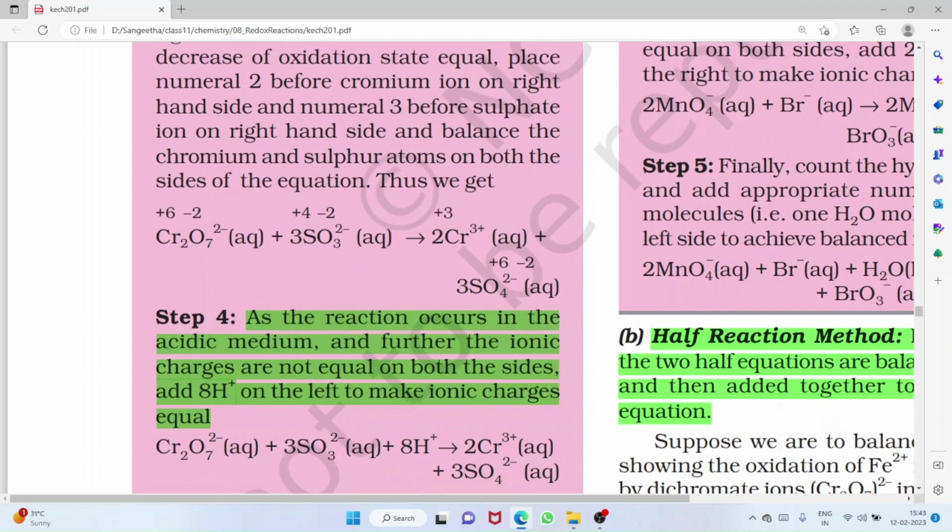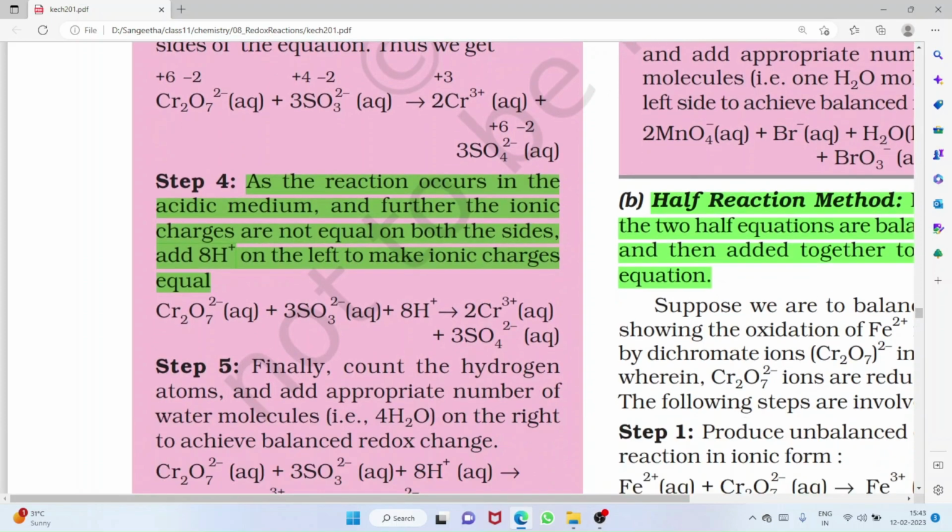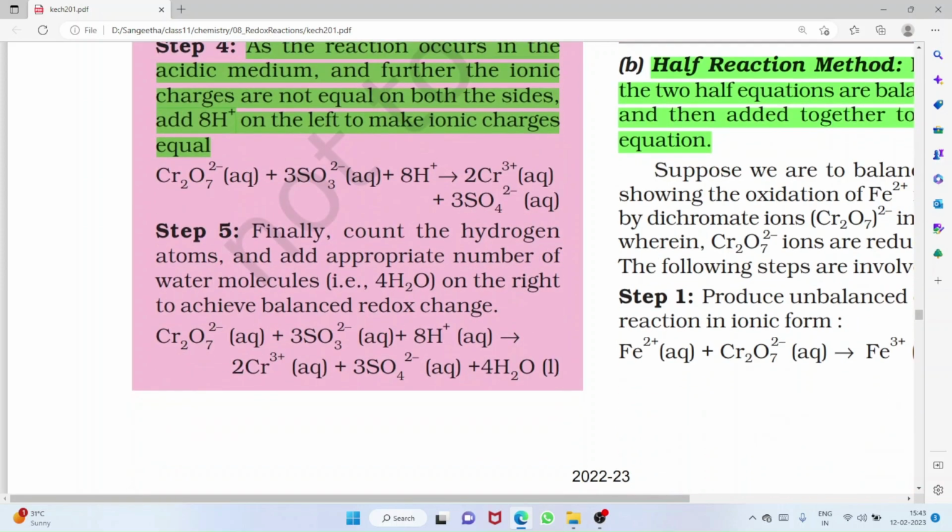Okay, so now the equation is balanced in terms of the atoms. Now we have to balance the charges. As the reaction occurs in the acidic medium, the ionic charges are not equal on both sides. Acidic medium means you have to add H plus ions to make the ionic charges equal. So they added 8H plus ions here.